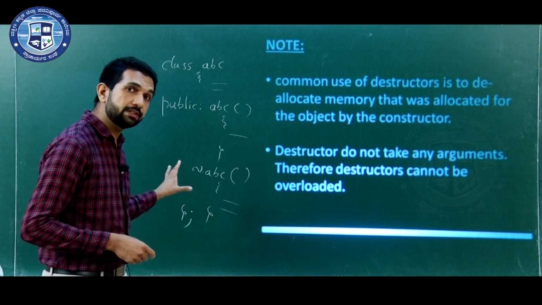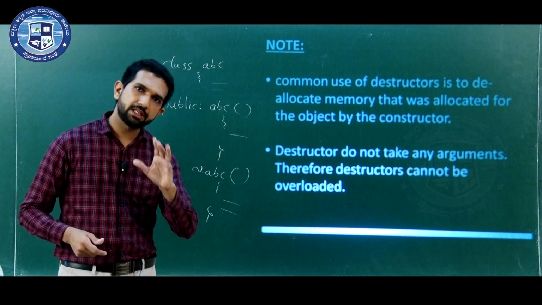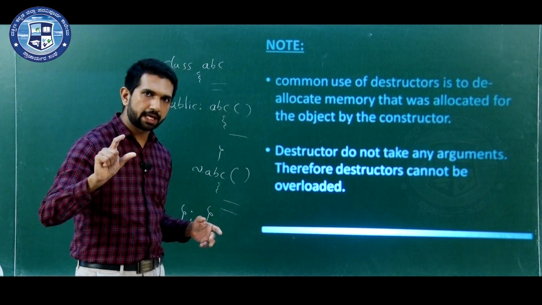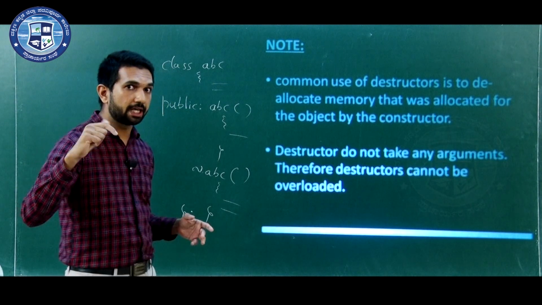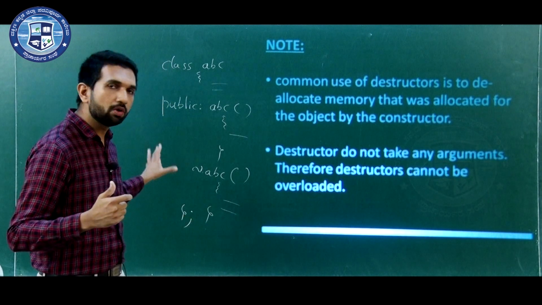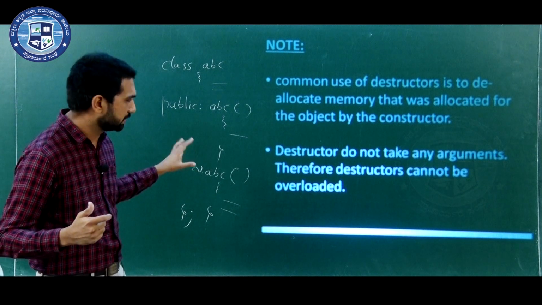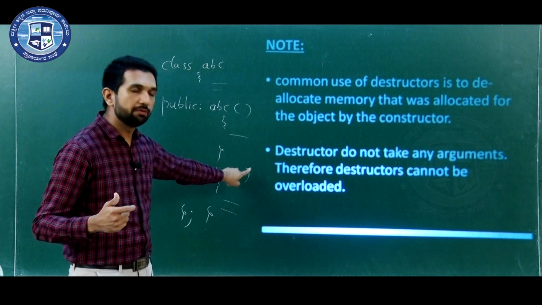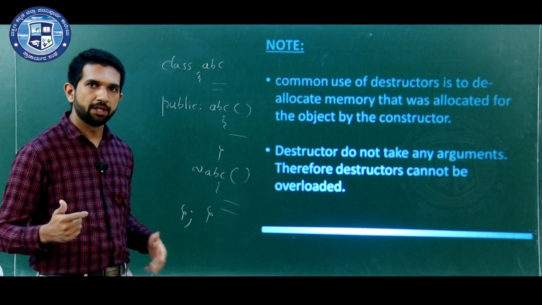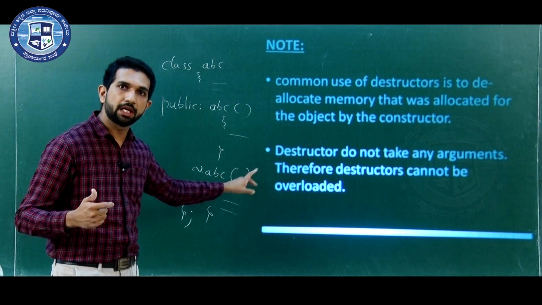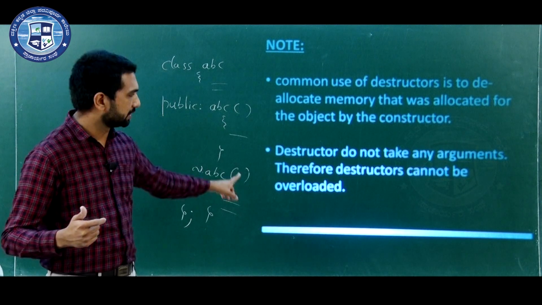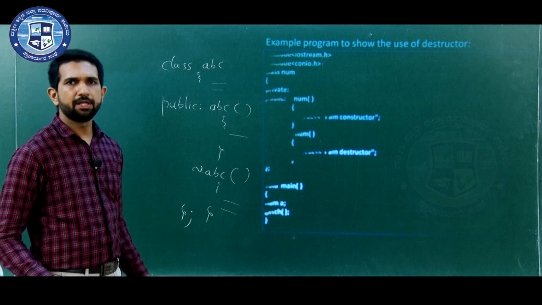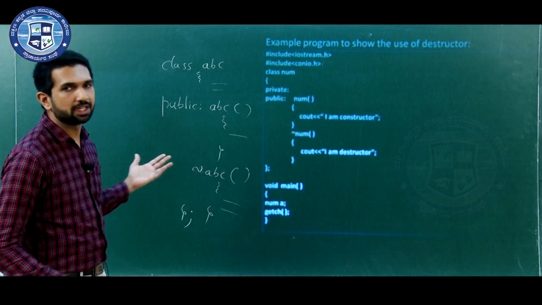See, constructors can be overloaded, especially parameterized constructors we will overload, because the same constructor can have a different number of arguments or different types of arguments. That is why overloading is possible in the case of constructors, whereas destructor overloading is not possible because it will not take any argument. If it takes arguments, then only we can do overloading, otherwise it is not possible. So one small example program will indicate how a destructor works.